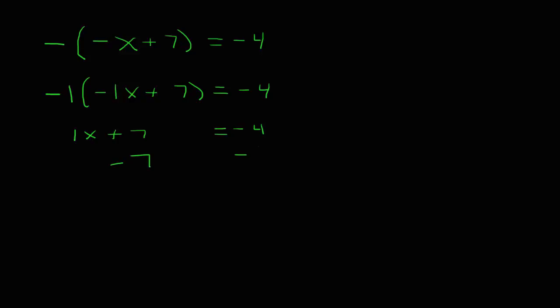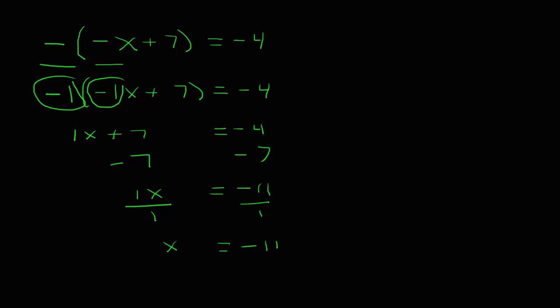Subtract 7, and we get 1x is equal to negative 11. And technically we could stop there because 1 times anything is just the anything, or you could follow through with the two-step process, divide that by 1, and x is equal to negative 11. The key to solving this type of problem is to remember that the negative sign in front of the parentheses and the negative sign in front of the x just mean negative 1 times the quantity.